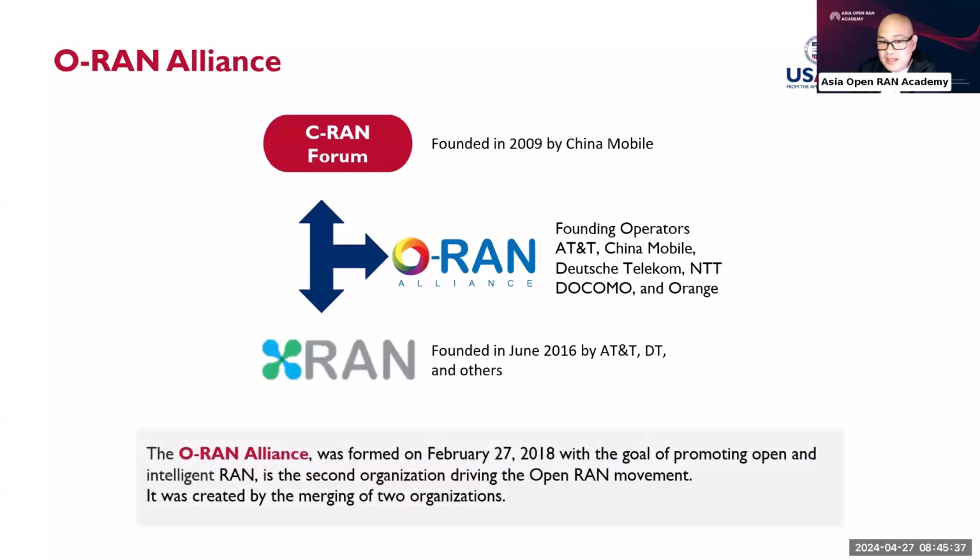The O-RAN Alliance was formed on February 27, 2018, with the goal of promoting open and intelligent RAN, and it is the second organization driving the Open RAN movement. The first one was the Telecom Infra Project.